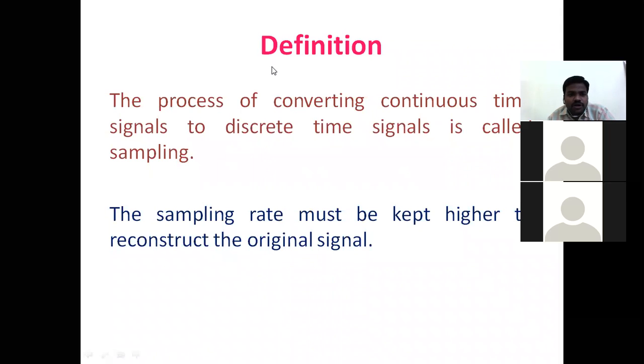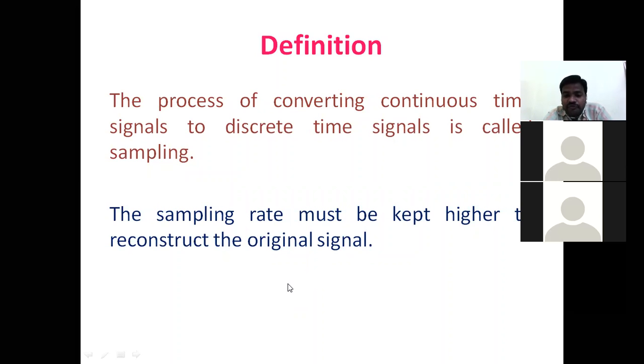Now let us continue our session. Please see the first definition. Just now we discussed that the process of converting continuous time domain signals to discrete time domain signals is called sampling. Already we have seen the mathematical expression also: x of nT is equal to x of t, where t is equal to nT. Only to make our analysis simple, we are going to convert the analog signals to digital signals.